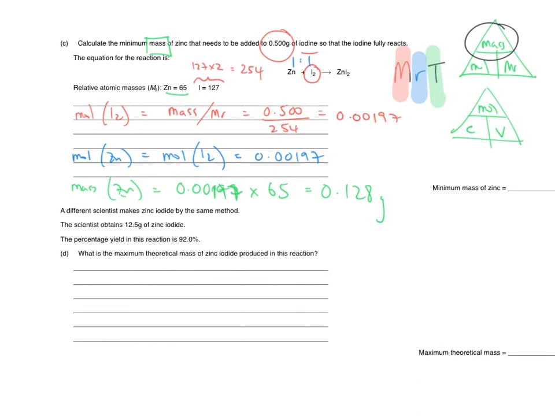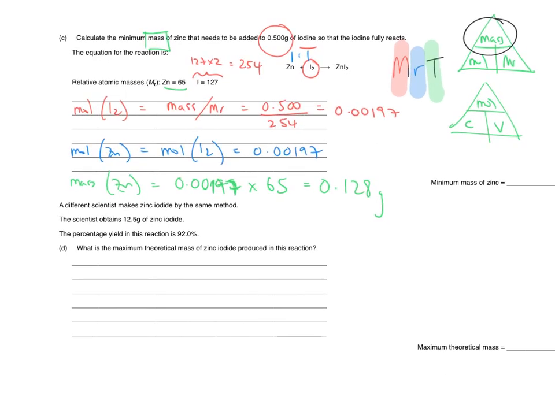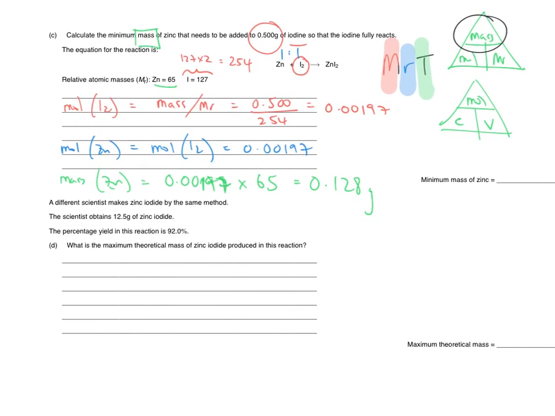The next question says a different scientist makes zinc iodide by the same method. The scientist obtains 12.5 grams of zinc iodide. The percentage yield of the reaction is 90%. What is the maximum theoretical mass of zinc iodide produced in this reaction?